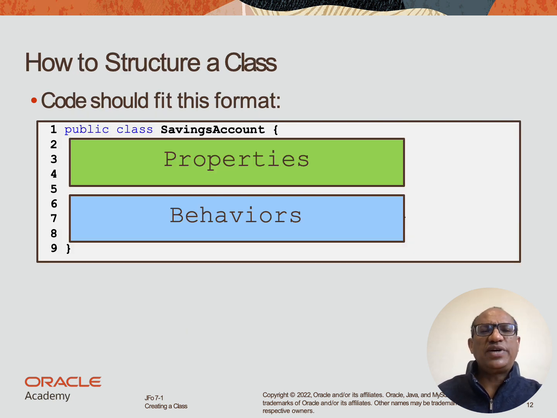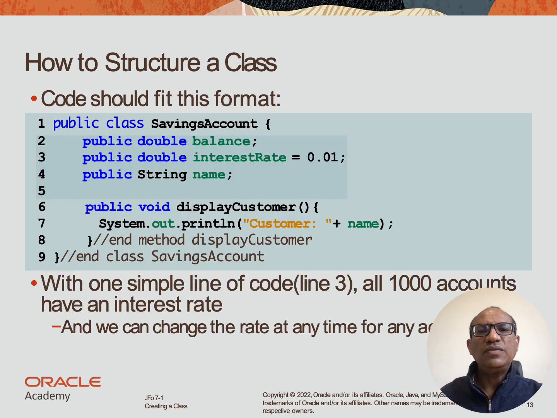This is the structure of a class. It contains the properties and behaviors of the objects. Here is what a class might look like. Now you can create as many accounts as you want from this template.